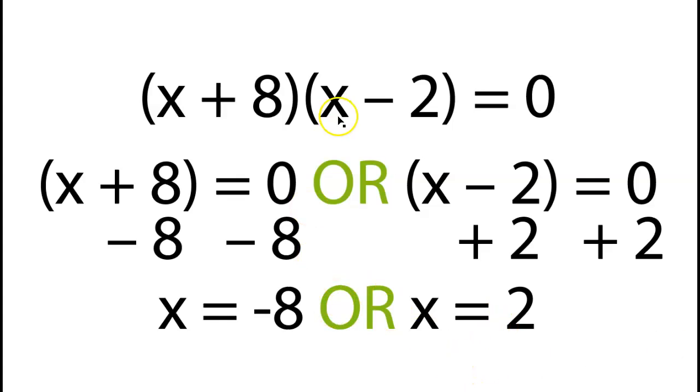Both of these ors are very important. These ors have to be here. The word or has to be there, okay? Why? Because x is not going to be two things at the same time. You're going to have to figure out later on which of these two answers is the correct answer.